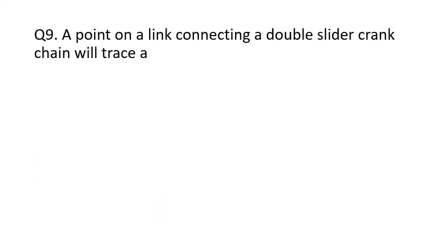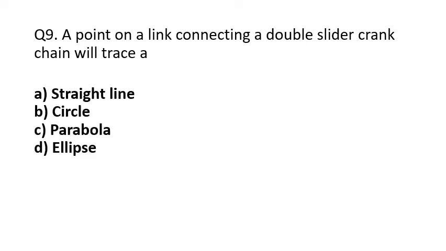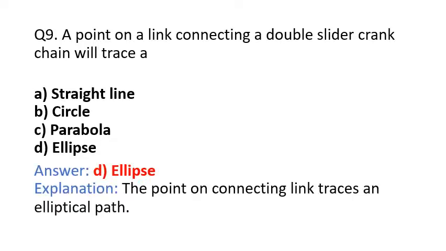Question number 9. A point on a link connecting a double slider crank chain will trace a straight line, circle, parabola, ellipse. What is the answer? Answer is D. Ellipse. Explanation. A point on the connecting link traces an elliptical path.